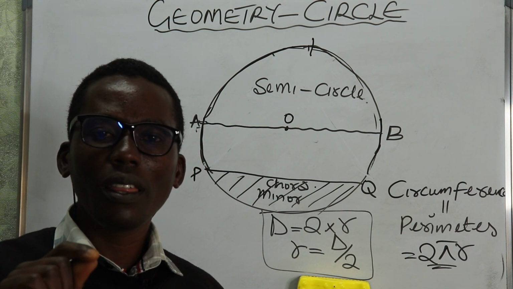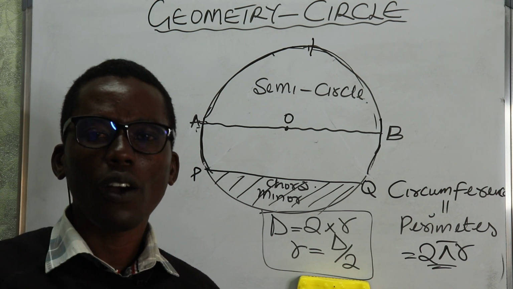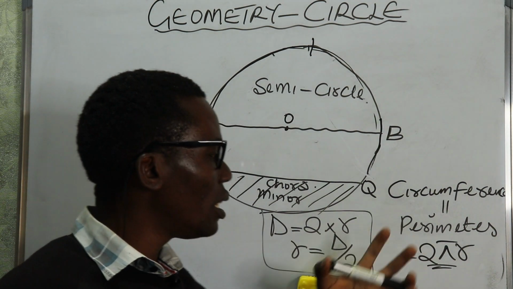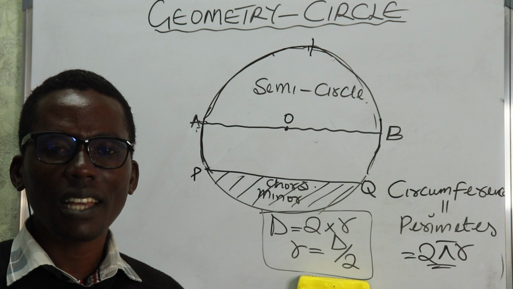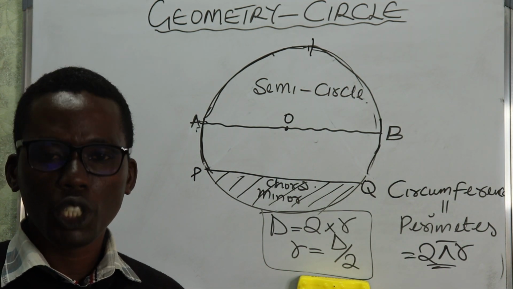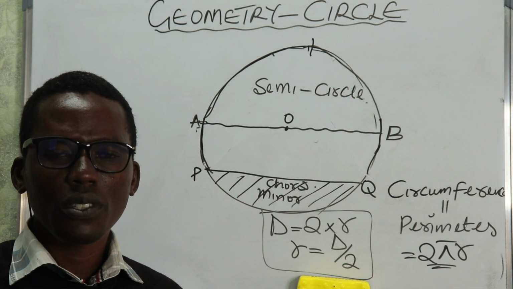Now the final thing we are going to look at is the arc of a circle. Once we conclude telling you all these parts of a circle, then you are perfectly set to go about solving questions on circle theorem or circle geometry. Now what is the arc of a circle?